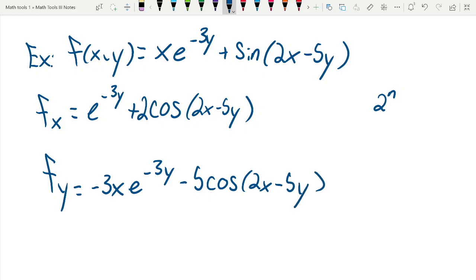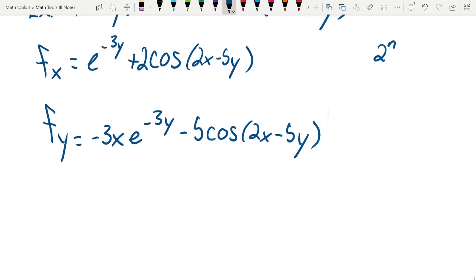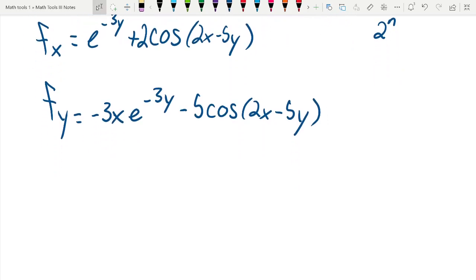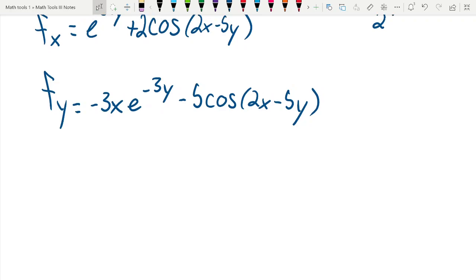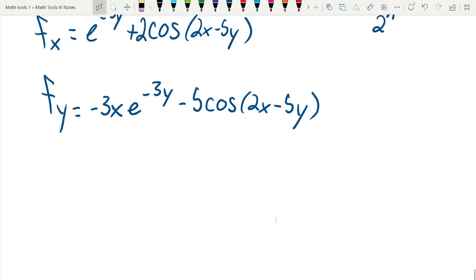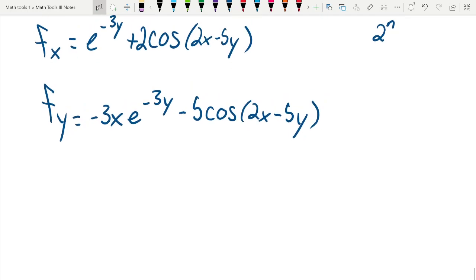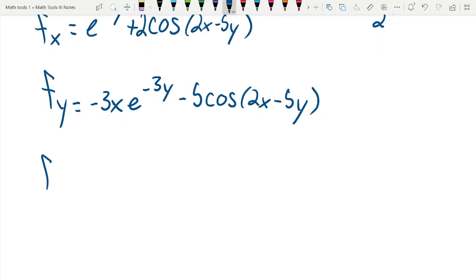Okay, so hopefully we're comfortable just taking the regular derivatives at least. Again, we're just treating the opposite variable as a constant. Okay, so now we want to go ahead and differentiate each of these with respect to both variables. So we'll do fxx first.